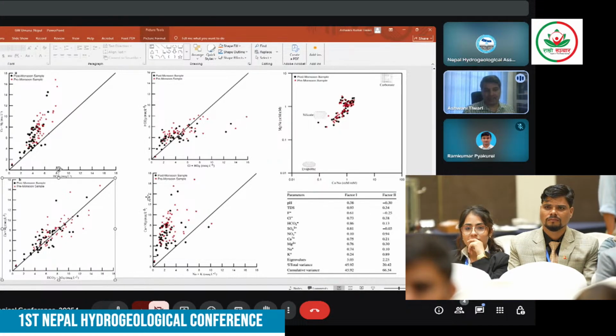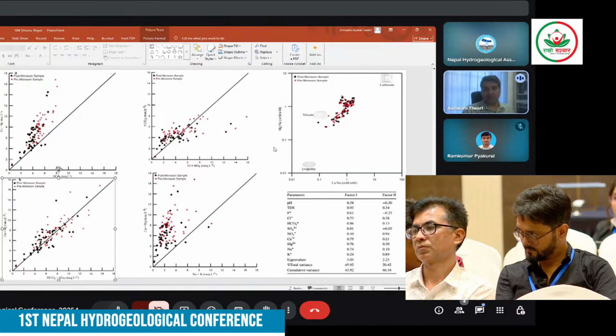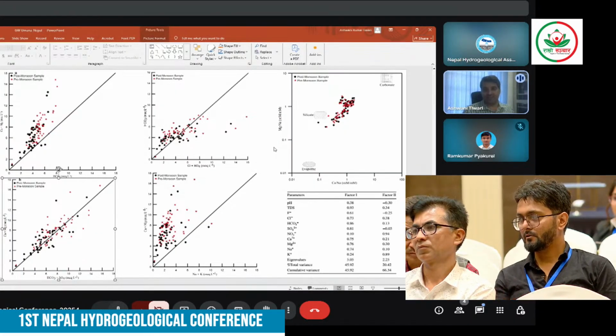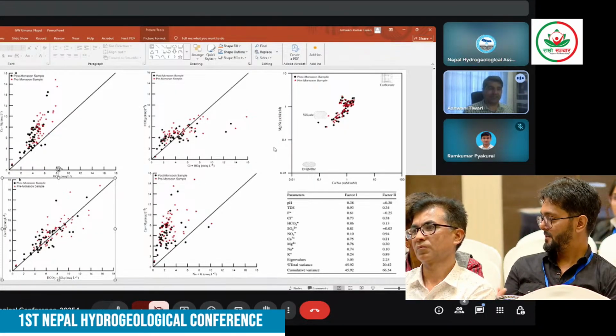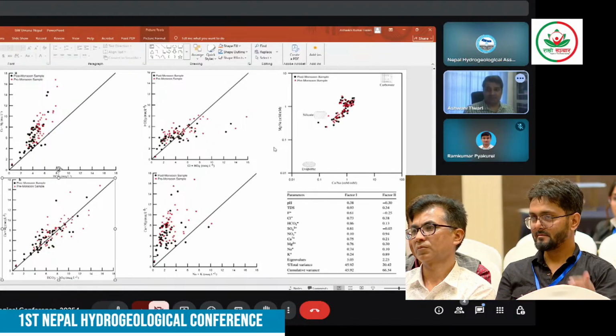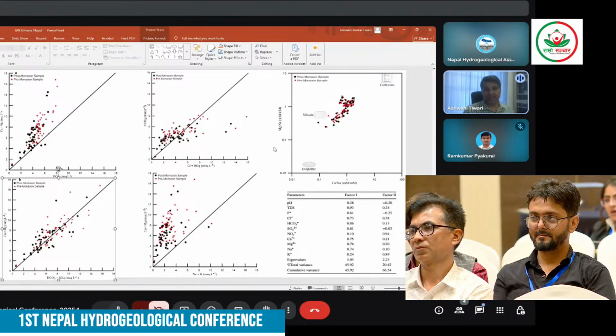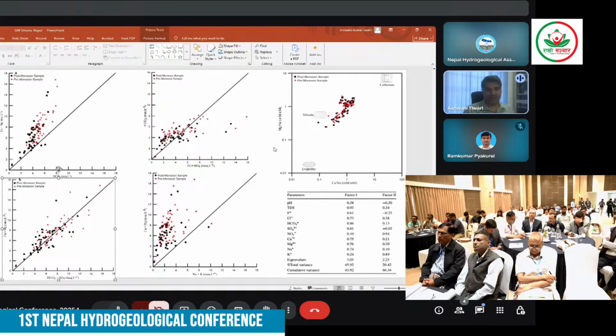And if you see the plot of calcium plus magnesium versus sodium plus potassium, most of the samples are dominated by calcium and magnesium. We have also tried to understand the possible source, and we plotted magnesium versus sodium and calcium versus sodium to see which is more dominant. We identified that the study area geochemistry is mainly controlled by both silicate weathering as well as carbonate weathering.